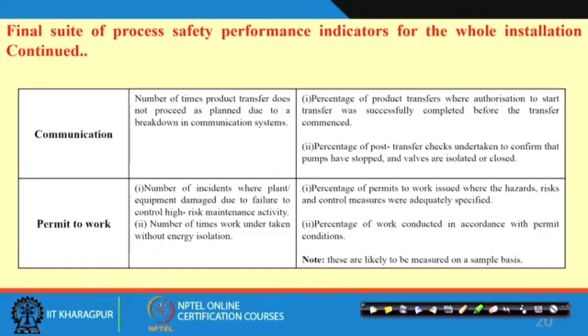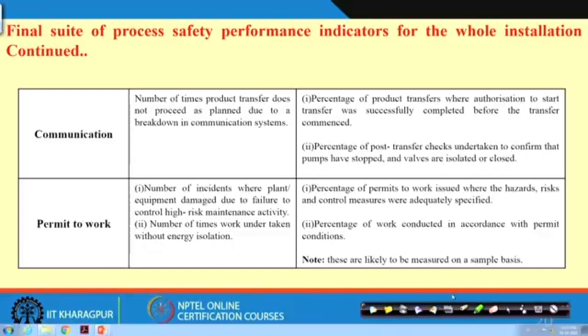Communication, permit to work, what are the lagging indicators, what are the leading indicators. Actually, this permit to work has to be done much more elaborately. So, this is very little, it is written. In my view, we should take much more in the permit to work. All energy isolations, we should put at the risk control system, and from there we should take out a lot of lagging and leading indicators.